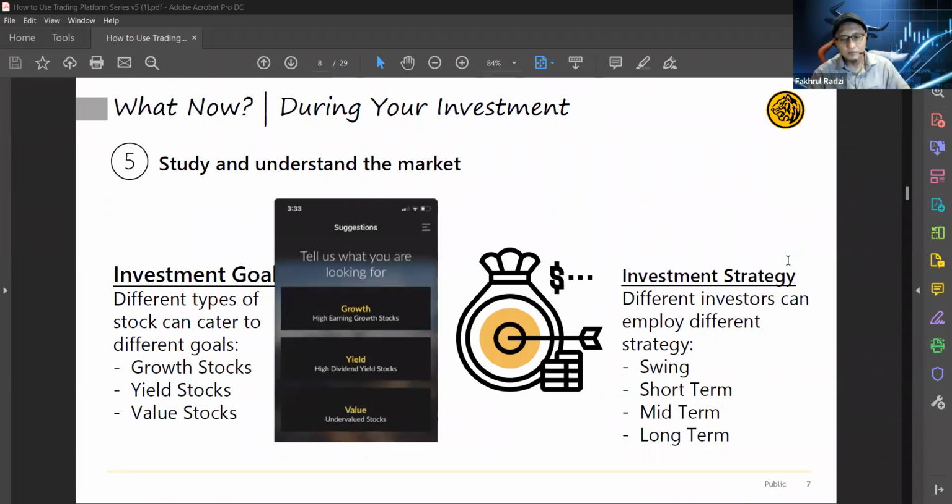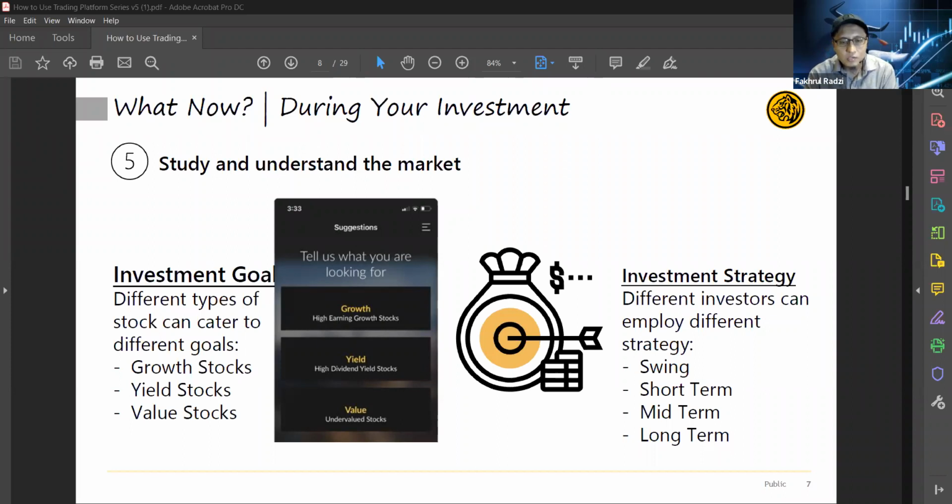Okay, let me explain the session first. The next subtopic: study and understand the market. As an investor, it is important to understand what your aim is, to advise your strategy depending on your goal. For investment goal, different stock can cater to different goals depending on what the investor is trying to achieve from the stock. There are three types of stock usually.